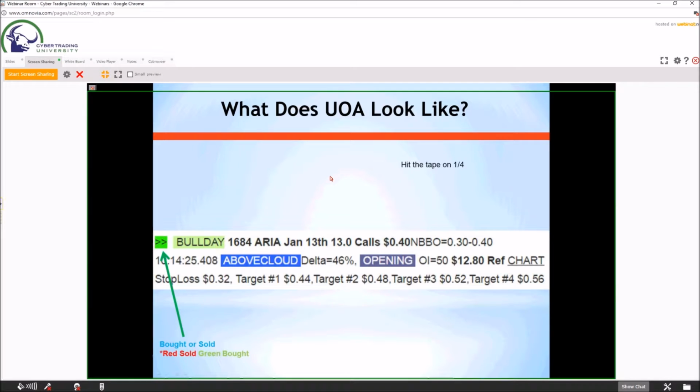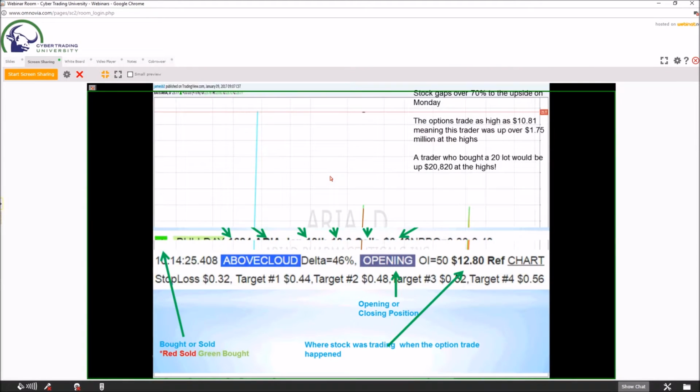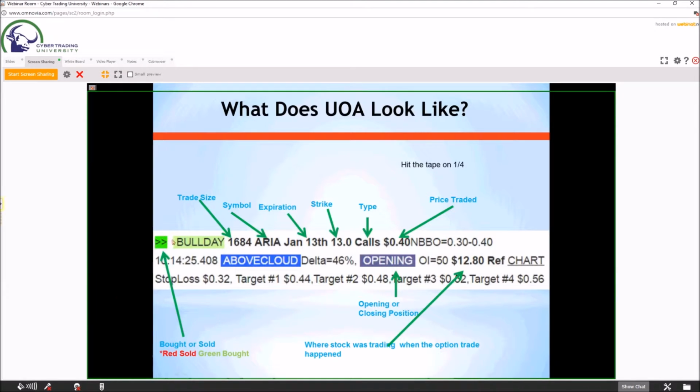We can see whether it was bought or sold, the size of the trade, the stock that it traded in, the expiry and the strike price, whether it was a call or put, the price it traded at, whether it was an opening or closing position, where the stock was trading when the order took place, and we can also see the market at the time of the trade. And this is how we figure out whether it was a buy or a sell. I saw someone asking that a little bit earlier.